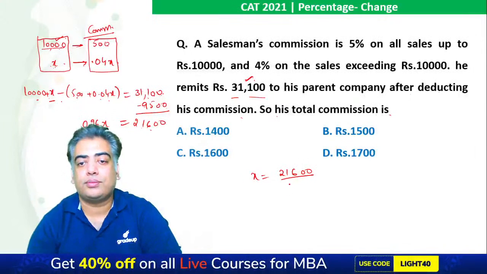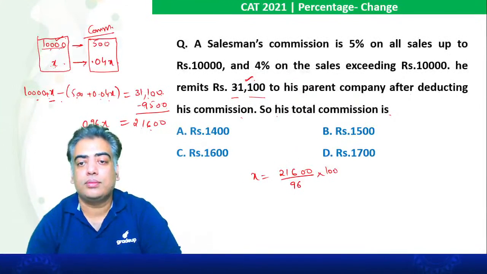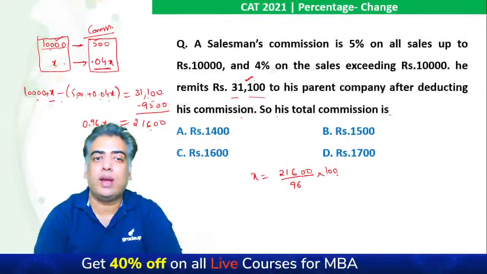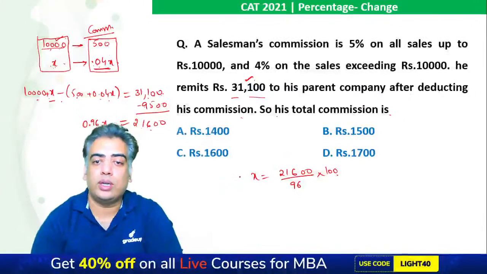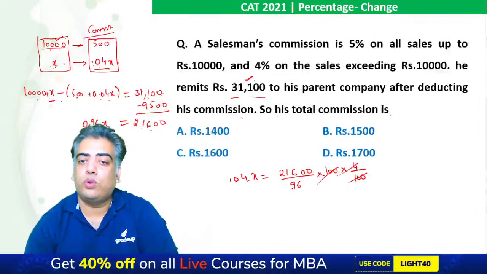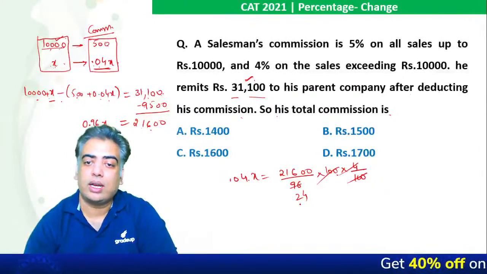21600 upon 96 into 100. As we are required to calculate his commission, so we are required value of 0.04X. So if I multiply both sides with 0.04, so that is 4 upon 100. So this gets cancelled out. 4 to the 8, 4 4 the 16 get cancelled out, right?